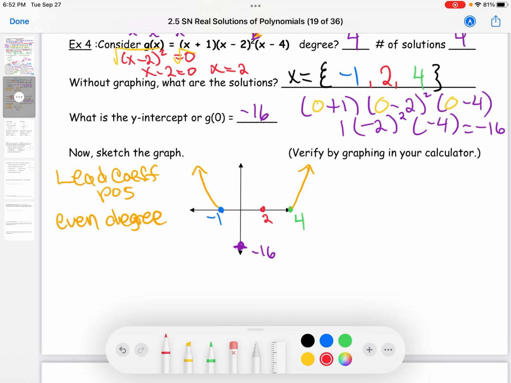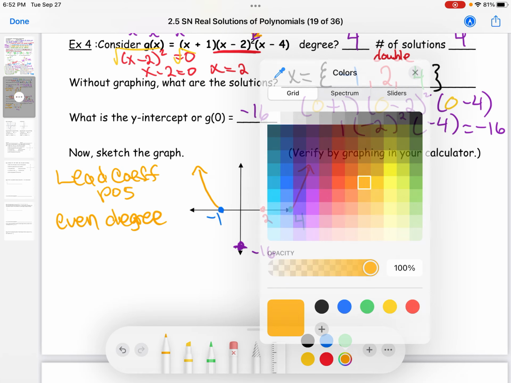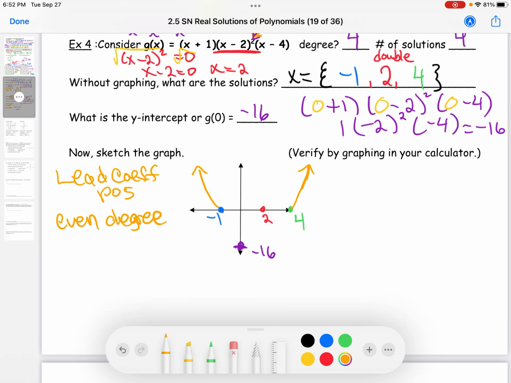Now, what we have to note here is that this root of 2, because it was squared, is a double root, meaning the graph is going to bounce there or be tangent. So I'm going to start here on the left and go left to right. From negative 1, I have to go down. I have to go through that negative 16 y-intercept.